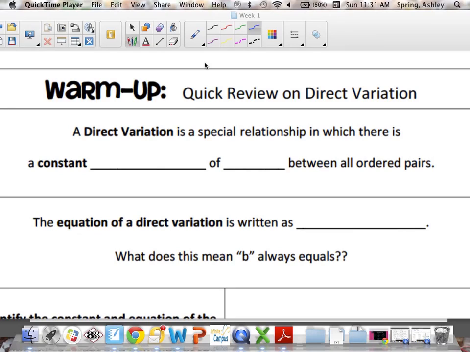So here we go. I'm going to have you start with a warm-up just to make sure you understood Monday's lesson on direct variation, because today we're going to talk about a different kind of variation. So I want to make sure you have straight in your mind what direct variation is so that we can move on. So take a couple of minutes to do this warm-up. It should be located right after homework number 1 in your packet. Pause the video until you're done, and when you come back, I'll have the answers up for you.